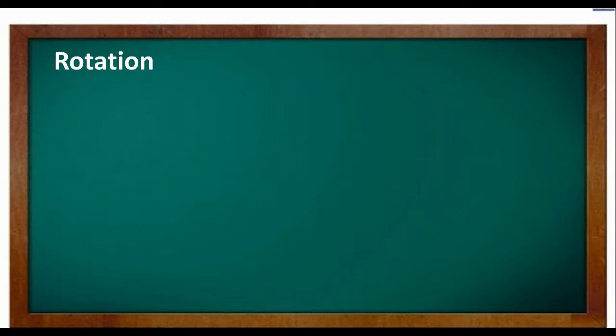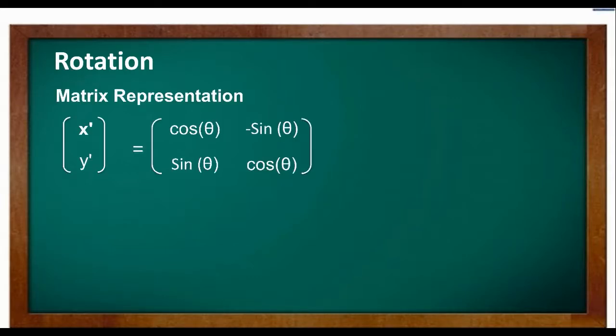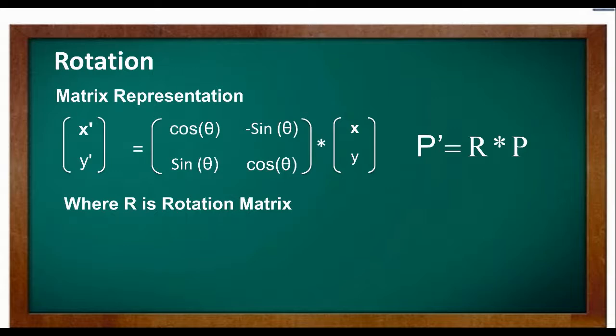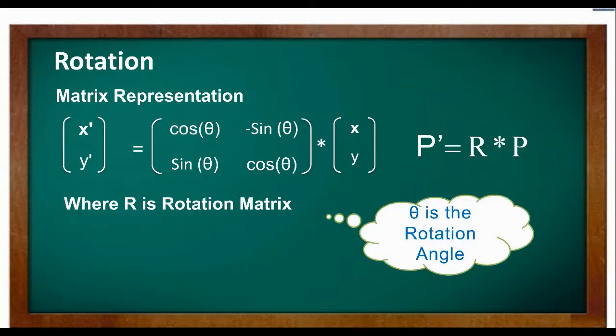Let us try to represent it in a matrix format. So x dash y dash is equal to the matrix cos theta, minus sin theta, sin theta, cos theta, into x y. So P dash is equal to R into P. R is the rotation matrix and we call theta as the rotation angle.